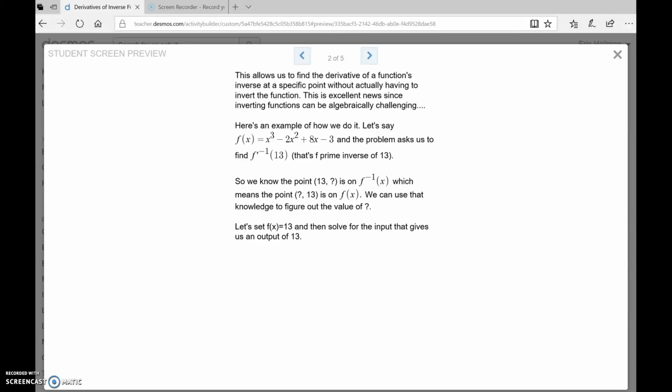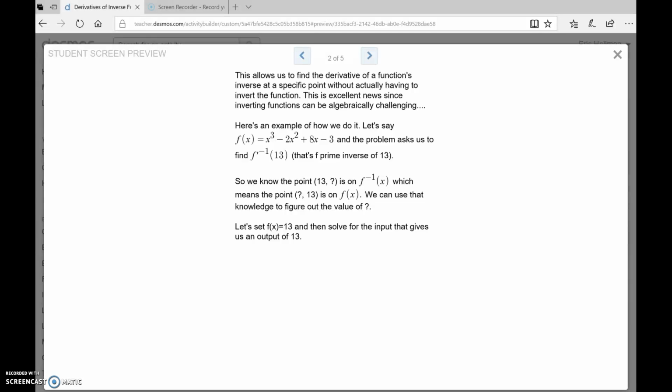So inverting functions is not always even possible, and when it is possible, it can sometimes be a huge pain to do. So this is nice because it allows us to figure out the value of the derivative of an inverse function without actually having to go through the steps of inverting the function. So here's an example. We're given f of x is x cubed minus 2x squared plus 8x minus 3. This function isn't even invertible, but we're just going to roll with this.